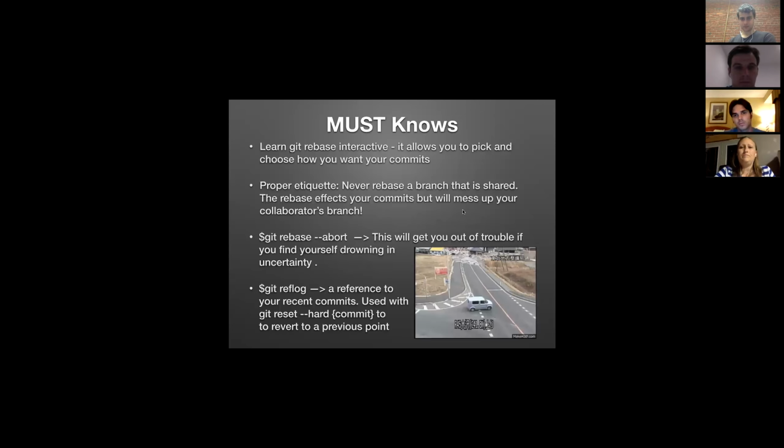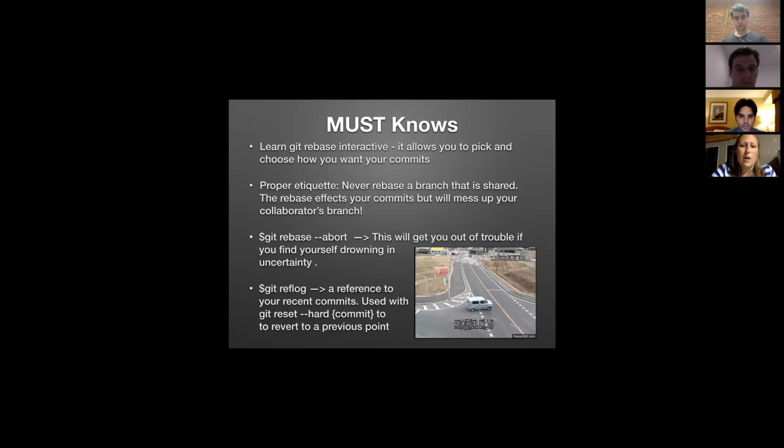So some must-knows whenever you are doing rebasing. You need to learn git rebase interactive. That is for your local commits, and it allows you to kind of pick and choose how you want to write your commits. So you can squash commits into one, if they're like 3 little tiny commits that you made real tiny changes to, you can squash that all down into one. And like I said, pick and choose what you want.